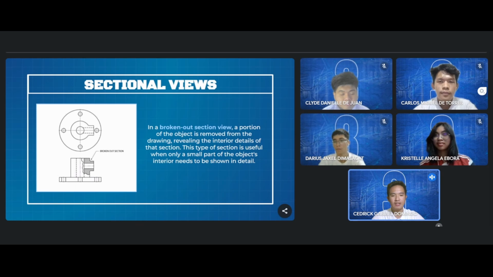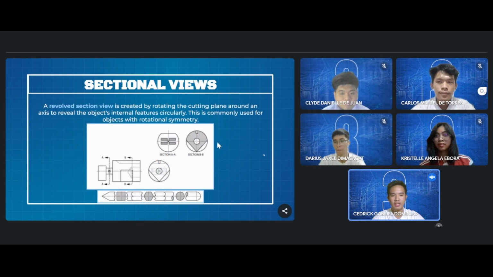This technique allows engineers, designers, and readers to focus on and understand specific internal features or components of an object without cluttering the drawing with unnecessary information. It's a valuable tool for conveying technical information effectively in engineering and design documentation.